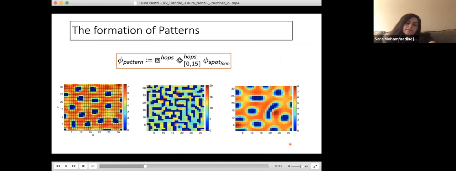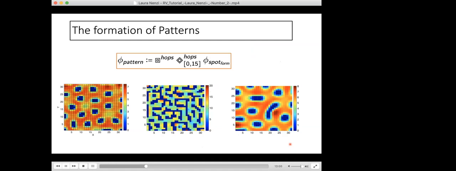Okay, in the previous slide we have seen a local property to define the spot, but what we would like is something to define the whole pattern. A way to define a global property using this operator is using the everywhere and the somewhere operator. So we can describe the whole pattern with this property.